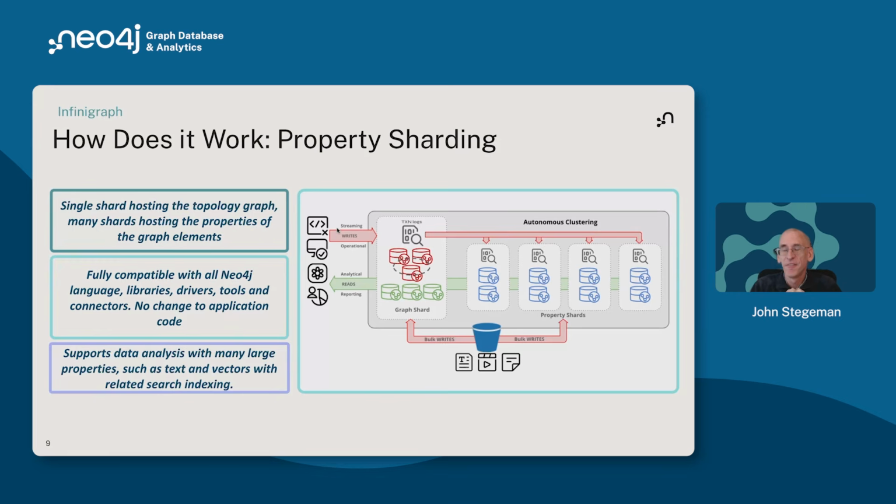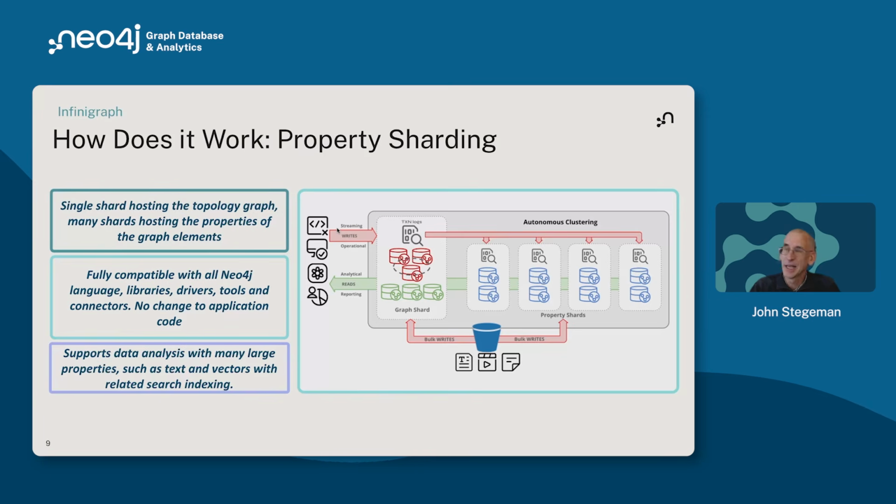One of the key features of the Infinigraph architecture is something that we call property sharding. So what is property sharding and how does it work? Remember, a shard is just a piece of the database itself. What we've done with property sharding is we have two types of shard. One type of shard is called the graph shard. The graph shard in an Infinigraph architected database has the entire structure, the entire topology of the graph maintained in that single shard. So in that graph shard, we have not broken up any relationships.